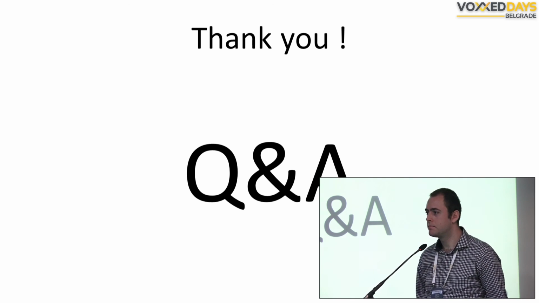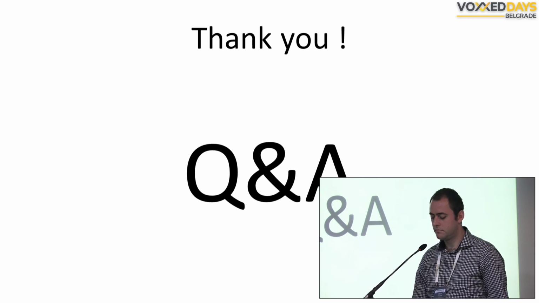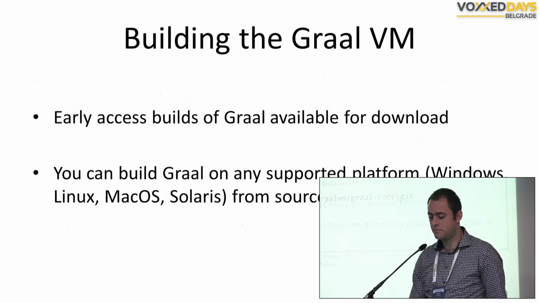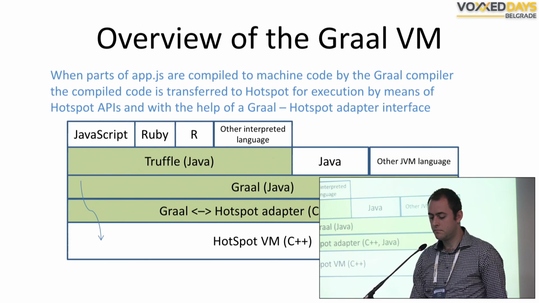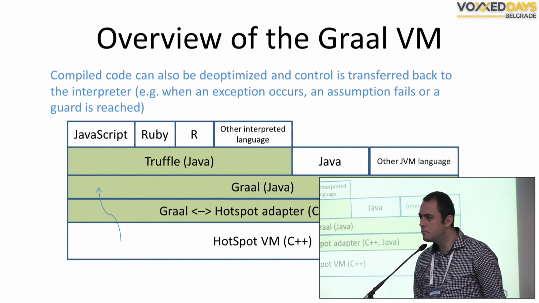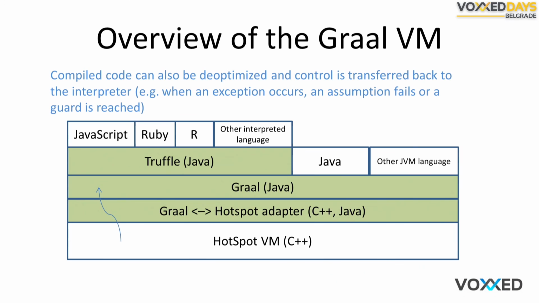You said that in case of exception, the virtual machine will decide that the code which is already compiled to machine code will be returned back. Yes, de-optimized. One question: is that only for Graal or also for the Java HotSpot machine itself? For the HotSpot machine, it's pretty much the same.